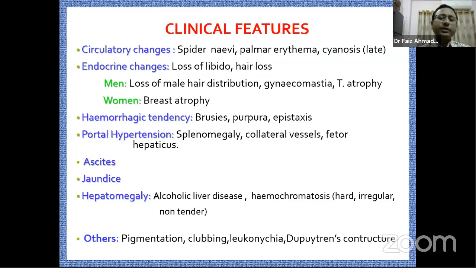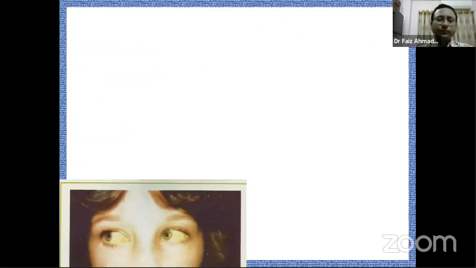So hepatomegaly occurs in the early stage of cirrhosis, and in alcoholic or hemochromatosis, in early or even in advanced stage. Some other signs like pigmentation, clubbing, leukonychia, that is whitening of the nail, and Dupuytren's contracture, we can also get in a patient with cirrhosis of liver.